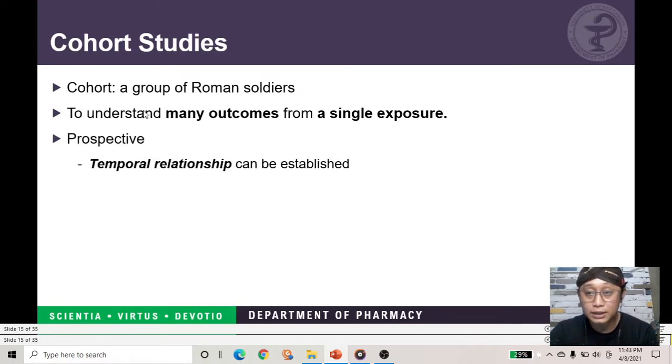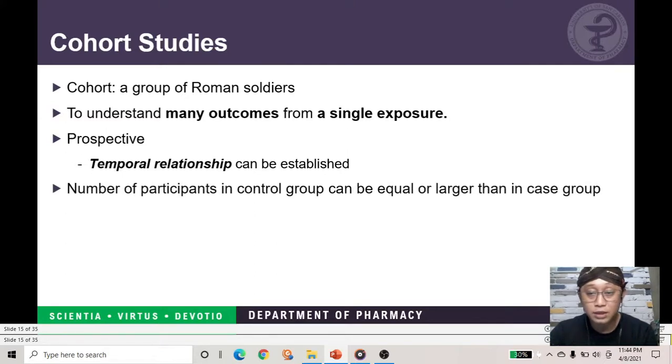Because this cohort study is prospective, one criterion for causal relationship requirements can be fulfilled. That's the temporal relationship. So this study design can be said to be stronger in providing evidence than the case control studies. The number of participants in the control group can be equal or larger than in the case group. So this is similar to case control study.